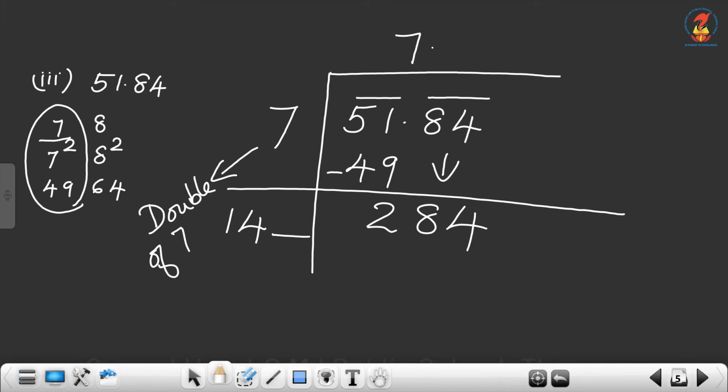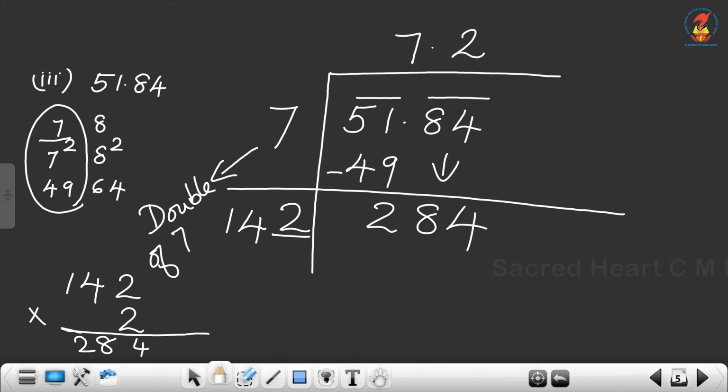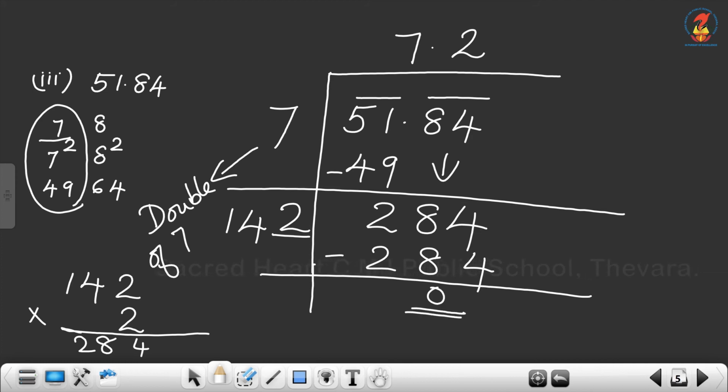So which one will come here? So if you take 142, you have to multiply with 2. So if you are selecting the digit as 2, you have to multiply the divisor with 2. 2 2s are 4, 2 4s are 8, 1 into 284. So we can write this 2 in the quotient also. 142 into 2, 284. Now 0. Therefore, square root of 51.84 is equal to 7.2.